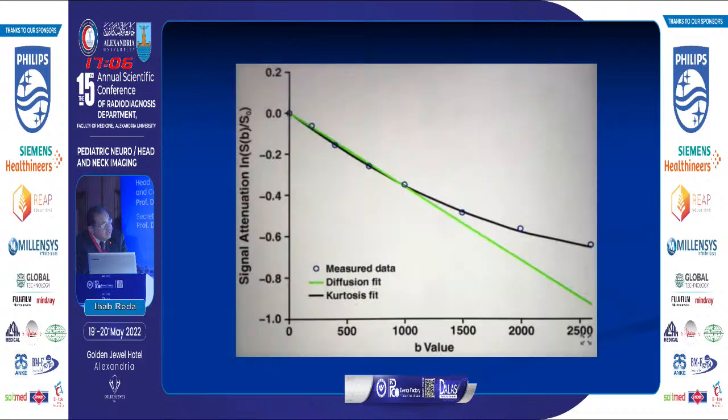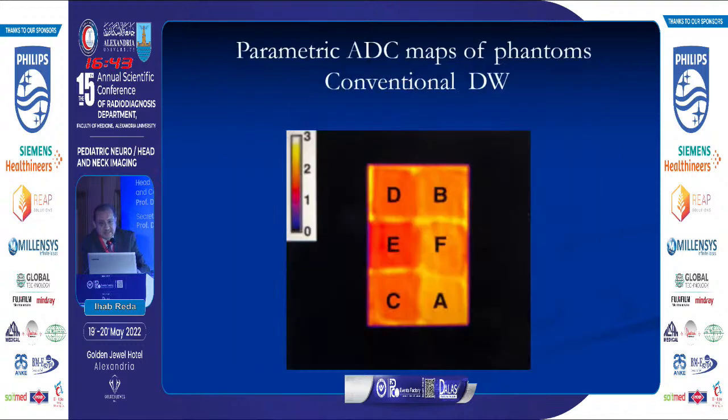Now, let us return back to the curve. The green one is the original ADC, and the black one is the kurtosis ADC. Look, there is a difference between both of them when the b-value is more than 1,000. Do you think that this small difference really matters? Let us see. They did a test.